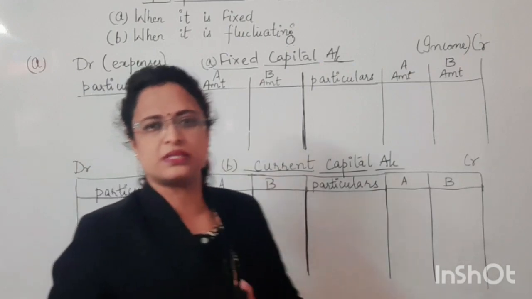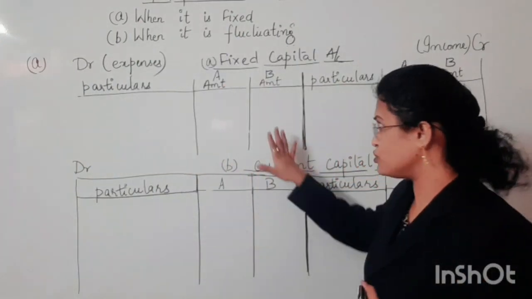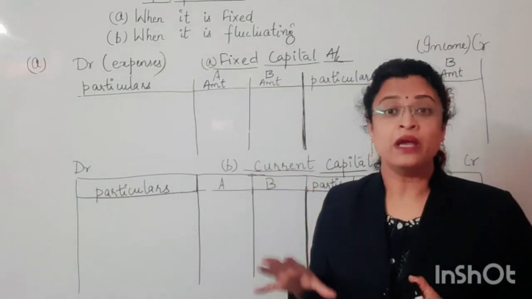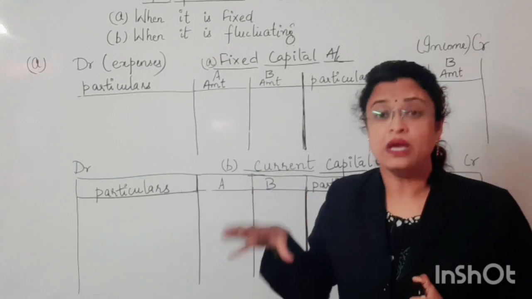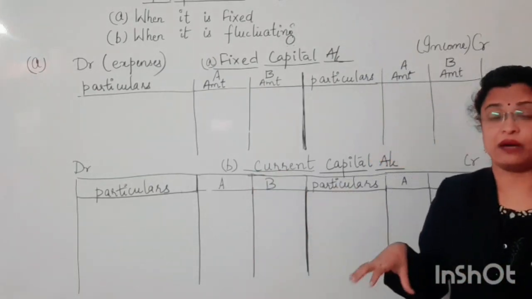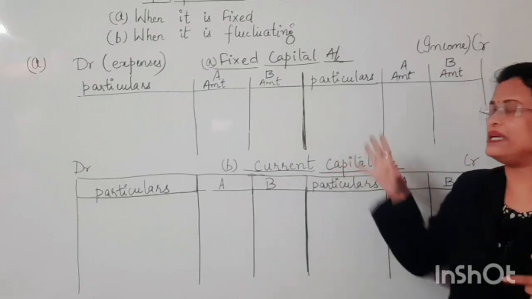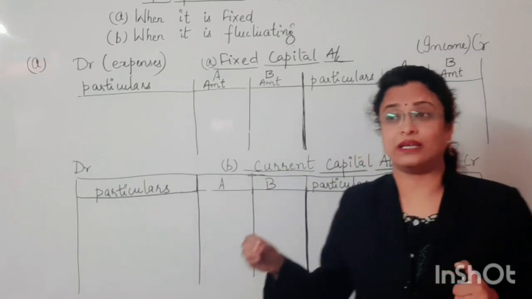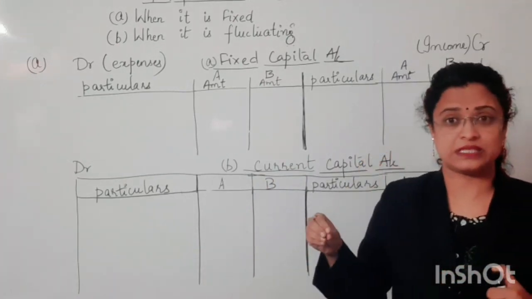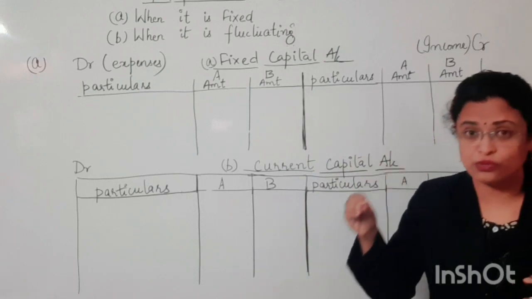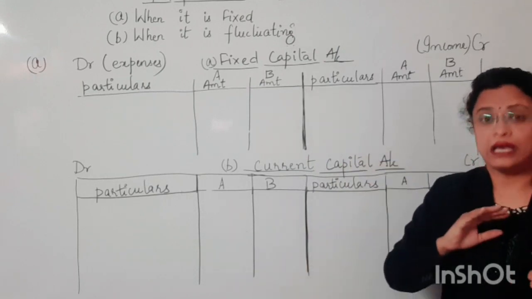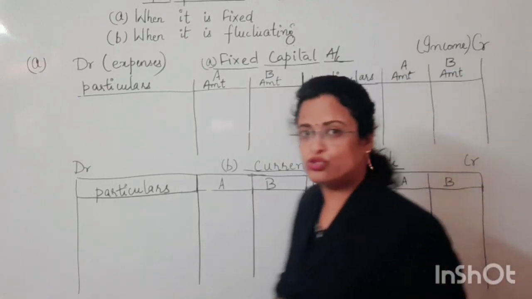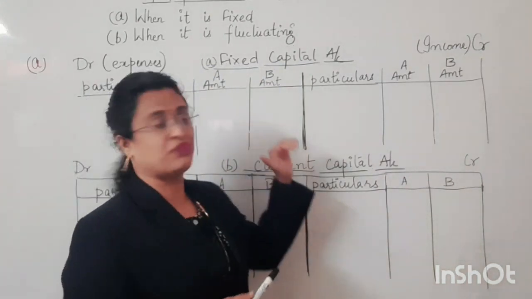Okay children, so in the fixed capital account, we need to take up those things which generally don't change frequently in any partnership business, or all those expenses and incomes which are not subject to frequent changes. For example, the capital introduced by the partners: whenever a partnership business is started, capital is introduced into the business. This capital is assumed not to change frequently, so it is shown in the fixed capital account.